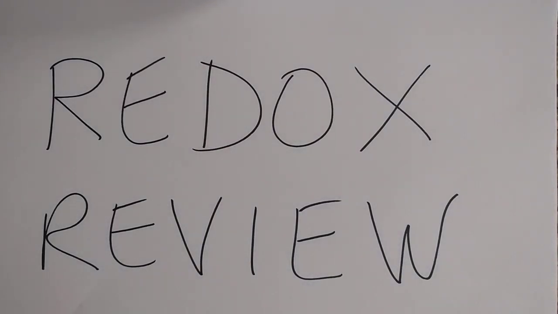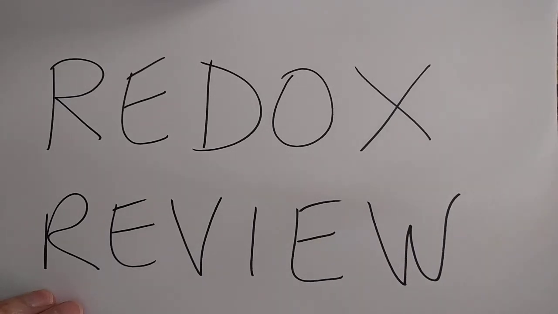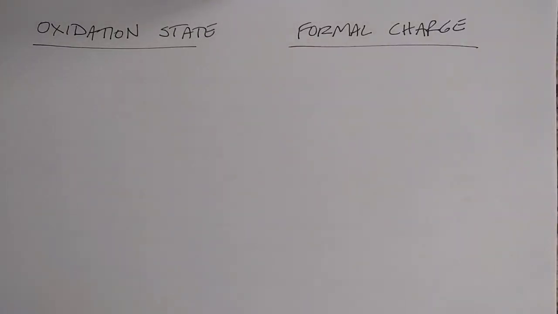This lesson is a redox review, and this lesson is in preparation for our unit on electrochemistry. So let's start out by reviewing the difference between oxidation state, or oxidation number, and formal charge. These two are related. So the difference is in how the bonding electrons are assigned.